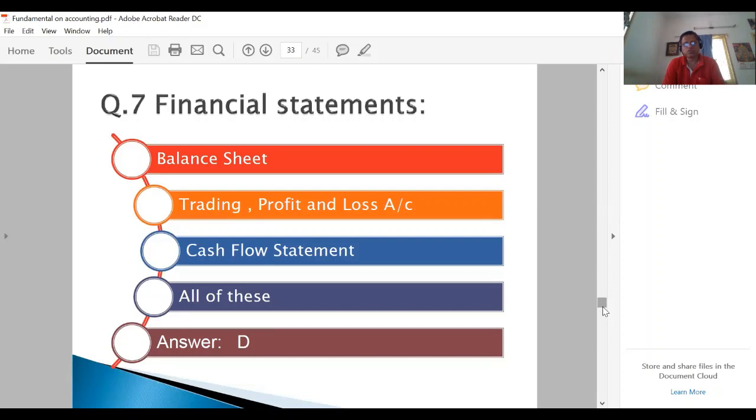So the next question is about the financial statement. The financial statement is nothing but your trading account, P&L, balance sheet, and cash flow. All this combined is called the financial statement, right? One should remember, if someone asks for a financial statement, you should give trading and P&L if it is a trading organization. If it is a not-for-profit organization, you should give the income and expenses statement, and then a balance sheet and a cash flow. If something more is required, you can give ratio analysis as well as the fund flow statement, right?